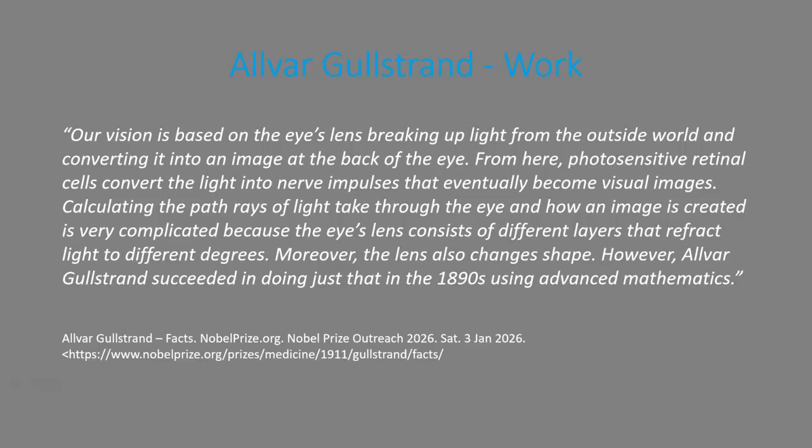Calculating the pathways of light through the eyes and how an image is created is very complicated because the eye consists of different layers that refract light to different degrees. Moreover, the lens also changes shape. However, Allvar Gullstrand succeeded in doing just that in the 1890s using advanced mathematics.